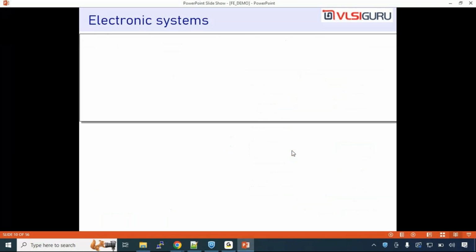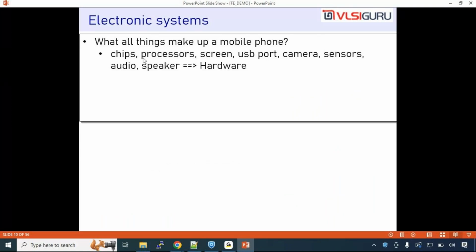So if you look at that, what all things do you see that make up the mobile phone? Chips, processors, screen, USB port, camera, sensors, audio, speaker, various things. That we collectively call hardware, right? Whatever you see is the hardware. But there are things which we don't see also. When you say mobile phone, you think of only hardware. But then there are things which we do not see. What are those things? Let's understand.